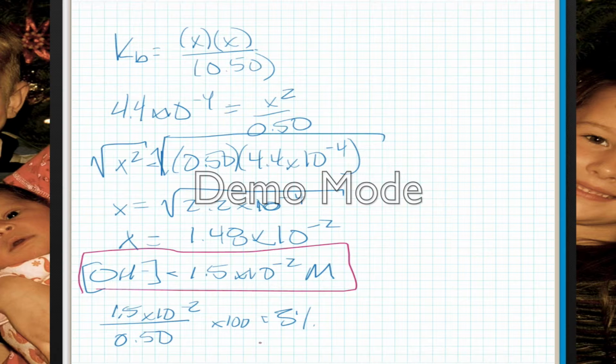And if you want to know if it was less than 5%, 1.5 times 10 to the negative 2 divided by 0.5, which was the original concentration, times 100 gives you 3%. So that just confirms what we had.